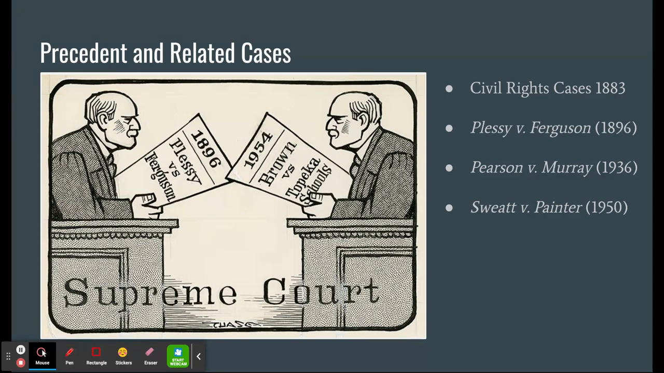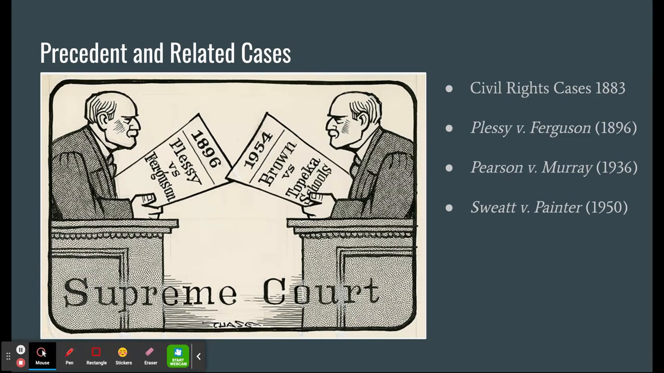Additionally, Plessy v. Ferguson, which was also previously mentioned, was another Supreme Court case, a very infamous Supreme Court case that established the separate but equal doctrine that upheld the legality of segregation despite the 14th Amendment. In this case, the Supreme Court stated that facilities can be both separate and equal, meaning that we can separate based on race as long as the quality was equal.